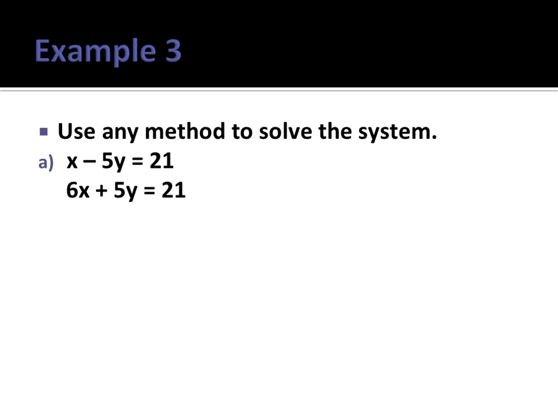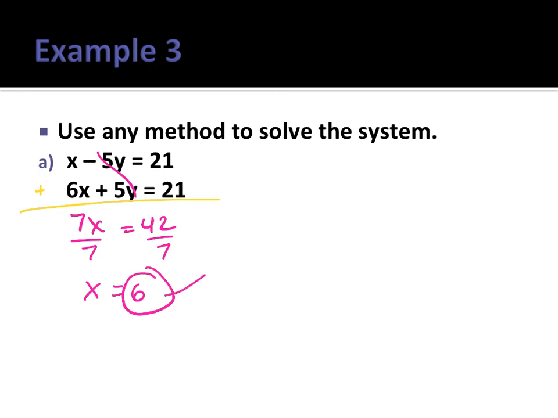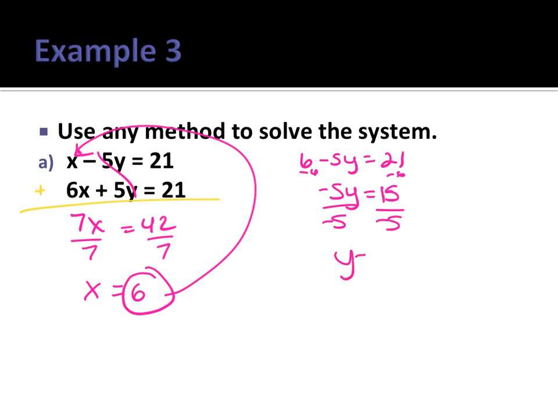Which is the easiest to solve for? Elimination, it's already set up that one is positive and one's negative, right? So all I have to do is add it. 7x, these cancel, 42. X is 6, take that, plug it back in, and you can plug it back in anywhere, but let's say we plug it back into the top. Negative 5, subtract the 6 here, would be 15, and y is negative 3. Oops, yeah, negative 6, negative 3.